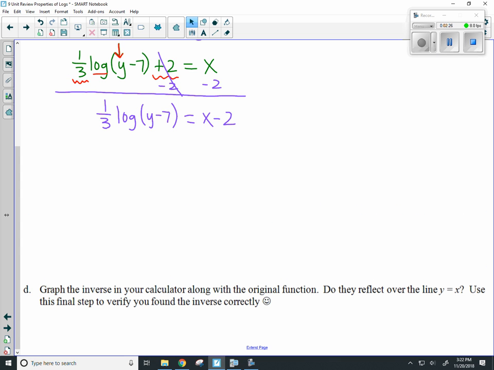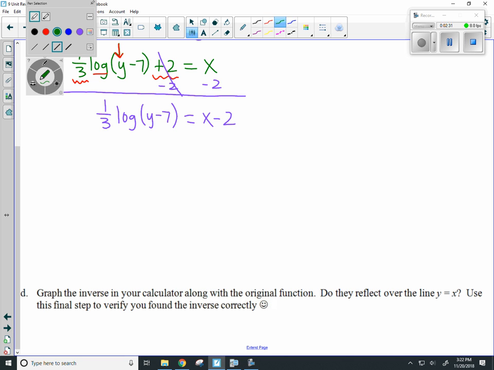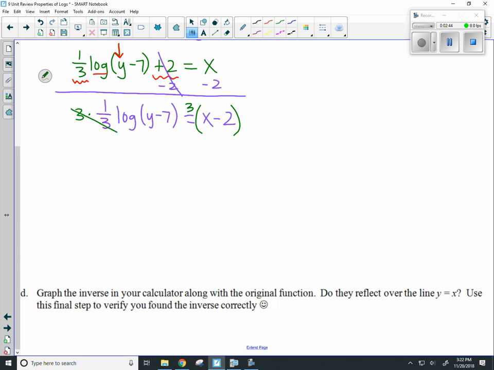And then the next thing we need to do is get rid of that 1/3. So the 1/3 we can easily get rid of by multiplying both sides by 3. You can technically divide by 1/3, but that's going to make the right side kind of a mess, so I wouldn't recommend doing that. So I'm going to put the 3 over here as well. So what we're left with on the left is a log with y minus 7. And on the right, you can choose to leave it as 3 times x minus 2 if you like. Or I'm just going to go ahead and distribute it. There's no reason not to. So write it as 3x minus 6.